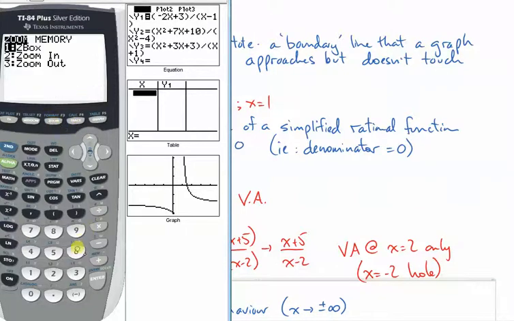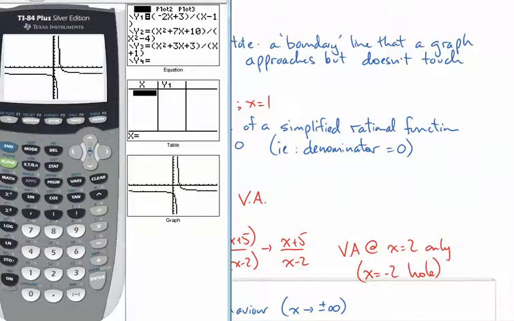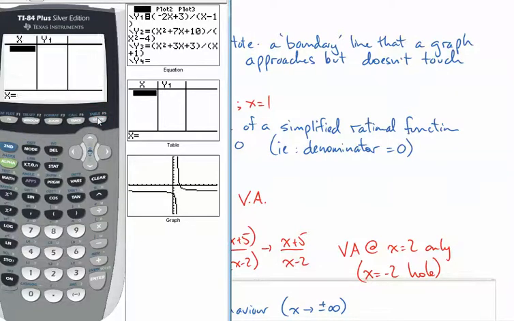If I go to zoom 6 to see a different window, I'll see the effect even more pronounced. At x equals 1, we can see how the graph is tending toward it, but yet not touching it. Now I can look at this with a table of values as well and show you what I mean. If I type in values near 1, like 0.5, 0.9, 0.99, what you'll see is that the values are getting larger and larger and larger.